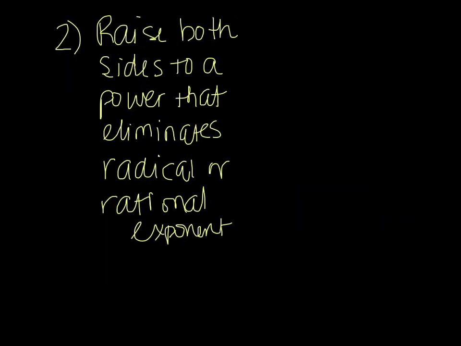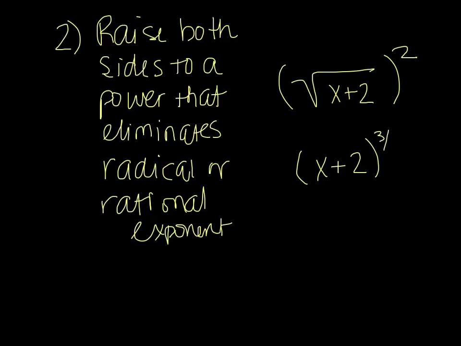Step 2, we're going to raise both sides to a power that eliminates the radical or the rational exponent. For example, using the ones I used on the previous page. If I have a radical, square root, to get rid of this, I would square it. We're going to do that to both sides of the equal sign to keep our equation balanced. If I had my fraction, 3/4, I would raise both sides of my equation to the reciprocal, 4/3. That's going to be the second step. That's going to eliminate our radical or our rational exponent, and it has to be done to both sides.